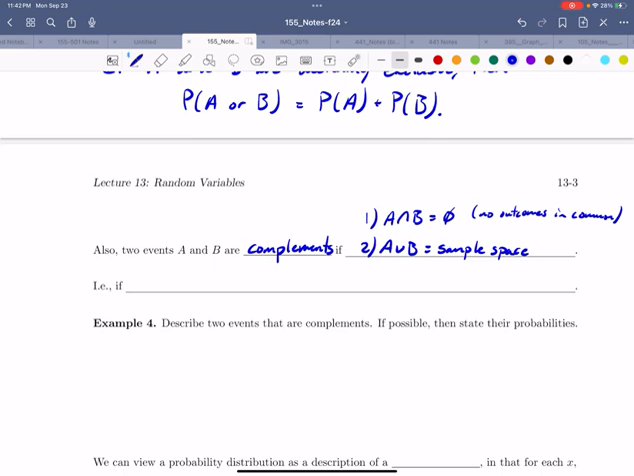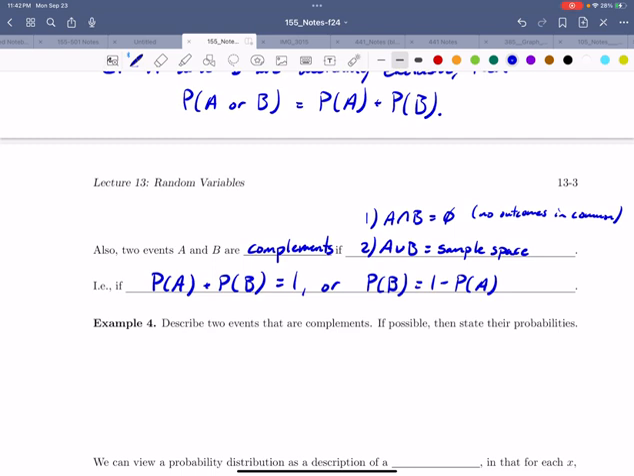So in other words, this occurs precisely when the probability of A plus the probability of B equals 1, or the probability of B equals 1 minus the probability of A. So it's kind of nice if 2 events are complements, because if you know the probability of one of them, then you know the probability of the other.